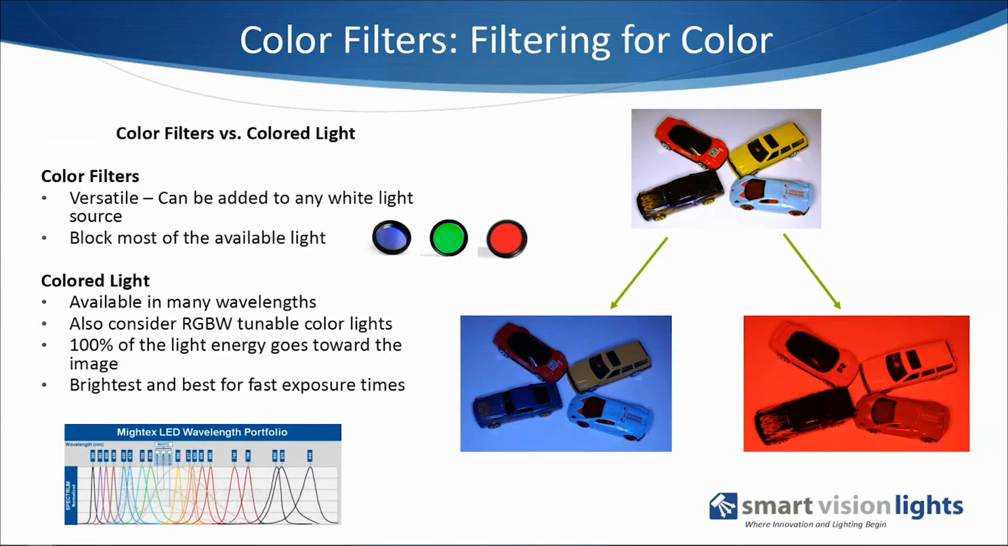You can select, just like filters, what you need, but the difference is they are the brightest and best for your fast exposure time, because by using a colored light, 100% of the energy is in the narrow band that you are after. You're not blocking any light. So if I put 50 watts of blue light down, 50 watts are going towards my inspection that required the blue light. Unlike the colored filter where we put 50 watts of white light and maybe got 5 or 10 watts in the narrowband blue area. In some cases, maybe even less, depending on the bandwidth of the filter.